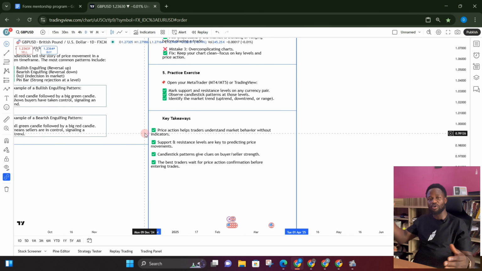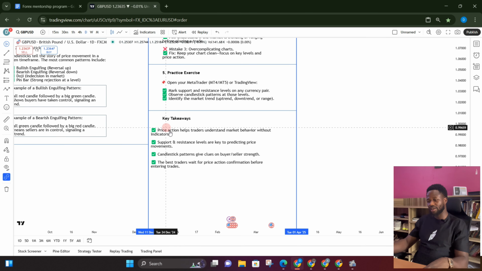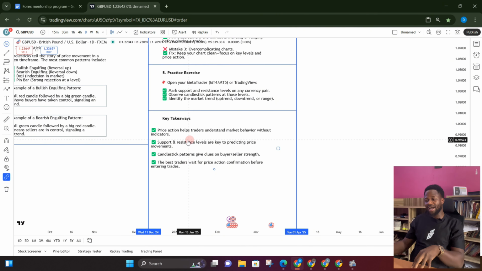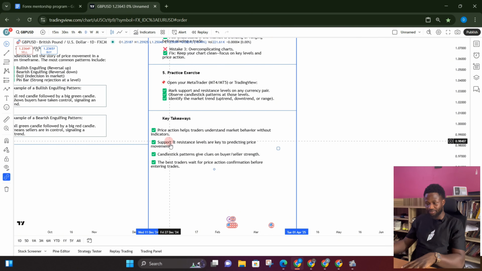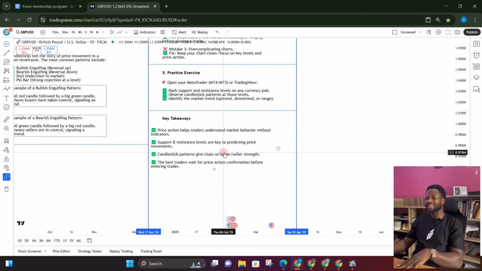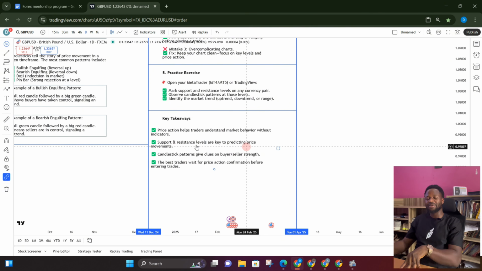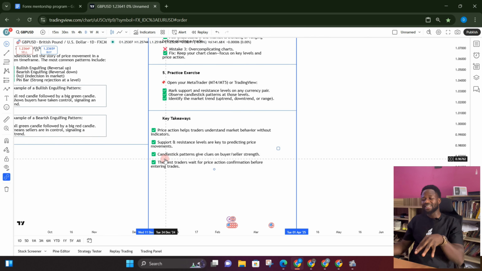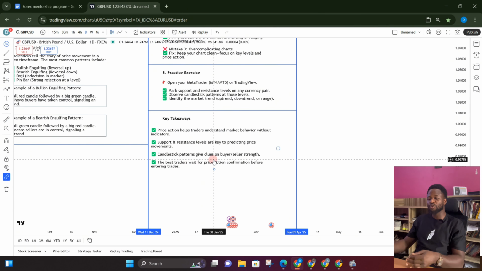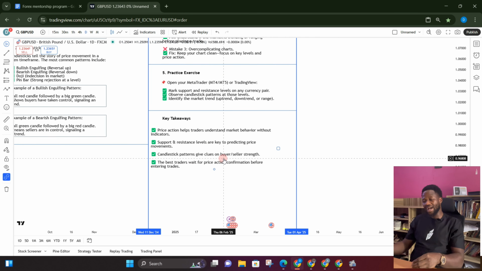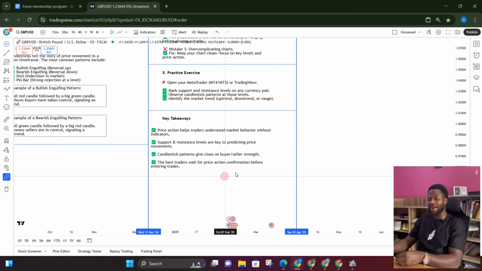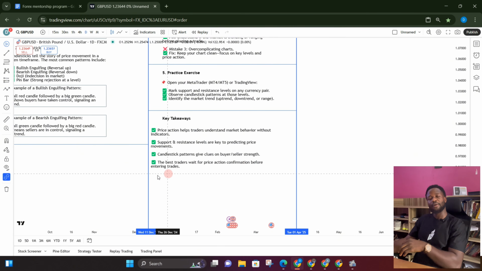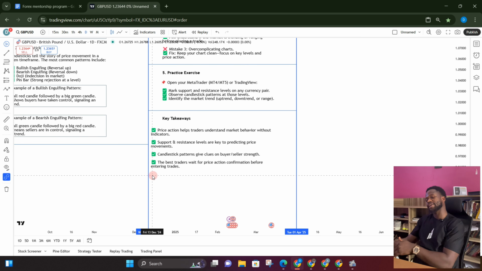All right. So with that, we come to our key takeaway. Price action helps traders understand market behavior without indicators. Support and resistance levels are key to predicting price movement, and candlestick patterns give clues on buyer and seller strength. And then the best traders wait for price action confirmation before entering a trade.